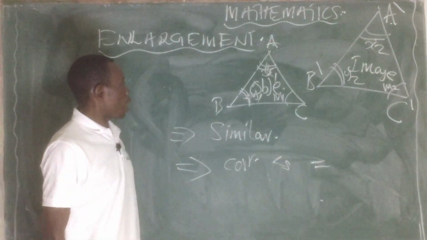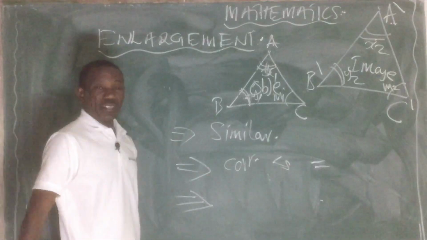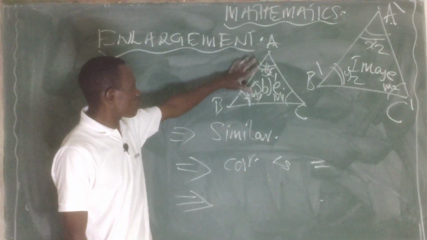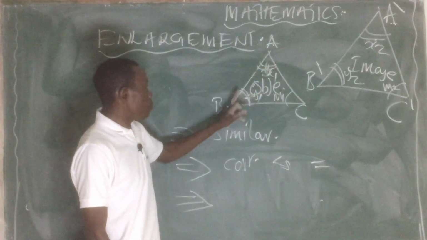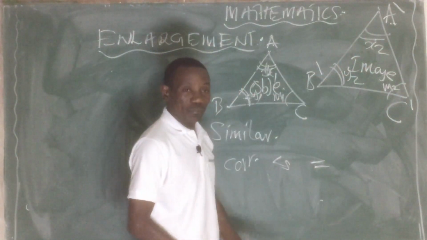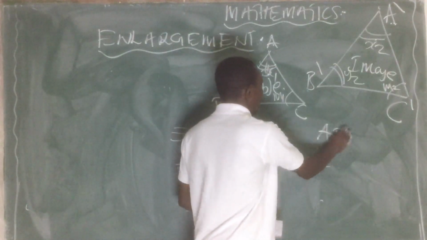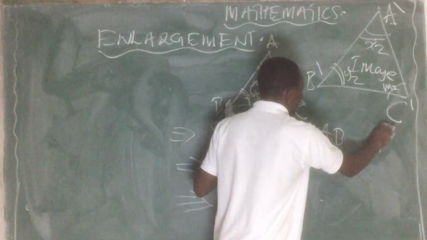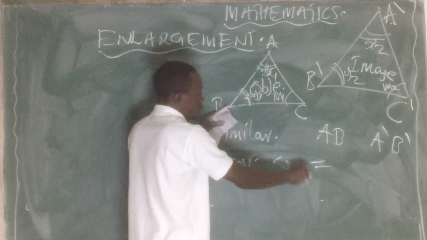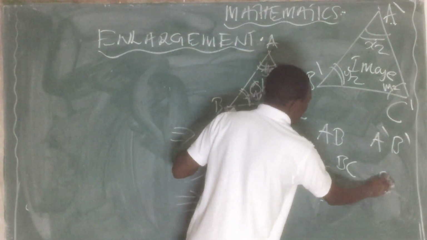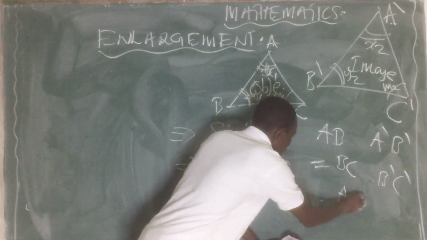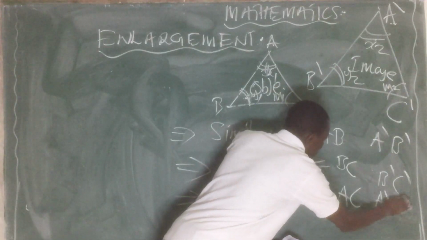The other thing is about the nature of the corresponding sides. So here we're referring to, for example, if we talk of the object here, we have got side AB. This AB corresponds to what? A prime, B prime. So you talk of side AB versus A prime, B prime. And also side BC versus B prime, C prime. And lastly, we have got side AC versus A prime, C prime.